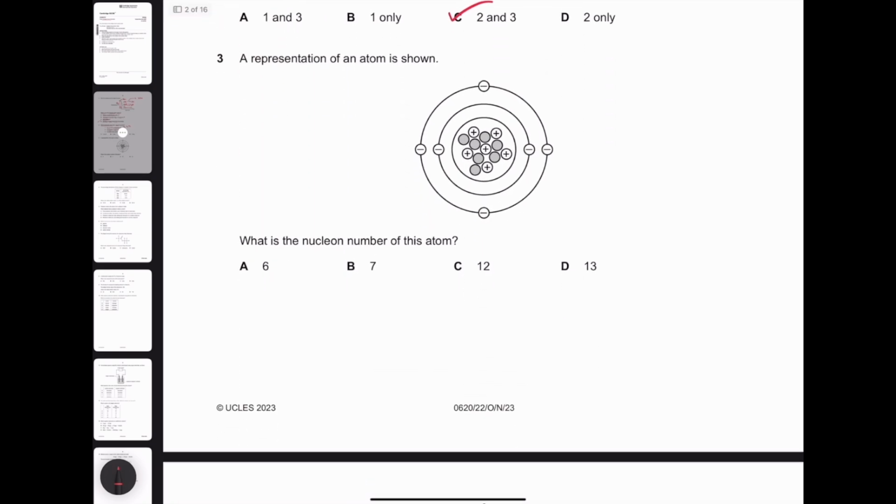Now, a representation of an atom is shown. What is the nucleon number? See, nucleon number is the same as mass number, which we know is the sum of protons and neutrons. Right? How many protons? 1, 2, 3, 4, 5, 6. How many neutrons? 1, 2, 3, 4, 5, 6, 7. So 6 protons plus 7 neutrons. So the answer should be 13.